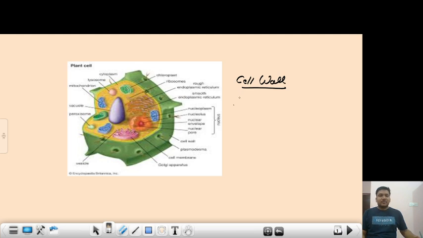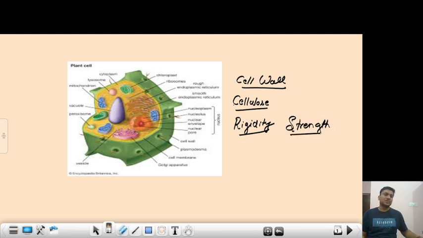The cell wall in the case of a plant cell is made up of a substance, that is cellulose, which provides the plant cell rigidity and strength. So, the major function of the cell wall to a plant cell is providing rigidity as well as strength to a plant cell. This is the first basic thing which is present in a plant cell and not present in the case of an animal cell.